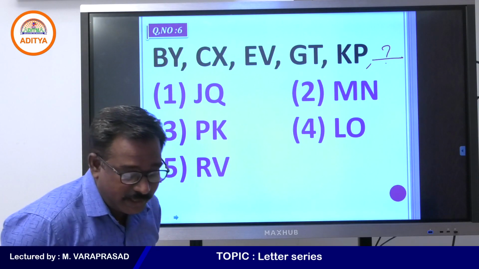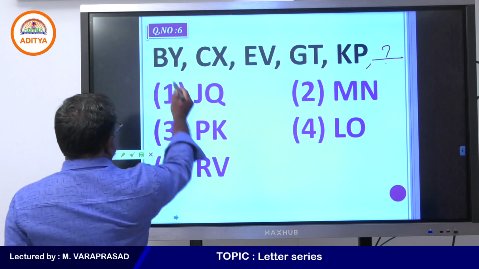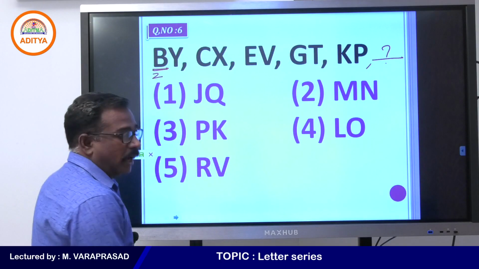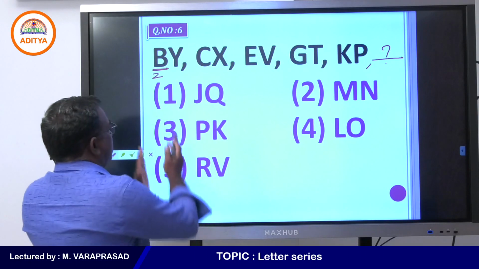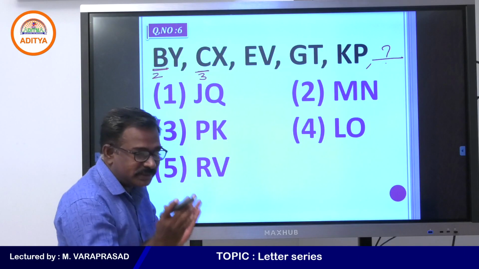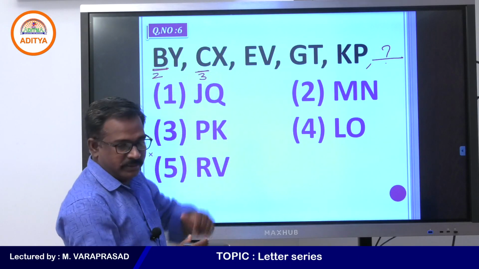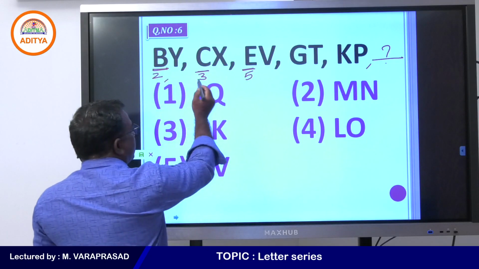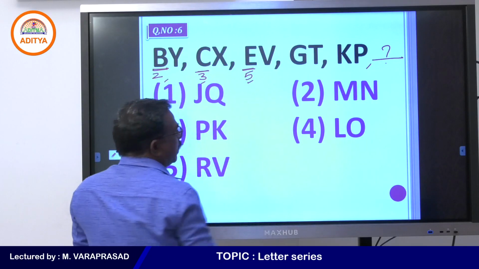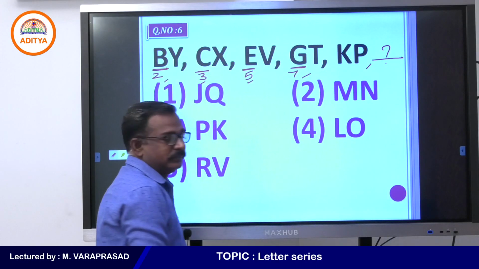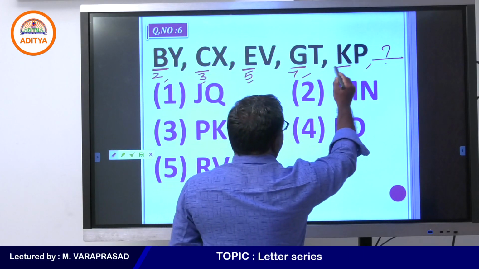Yes, let me know the answer here. What will you get? So this is 2. I am taking the first letters in every pair. This one is 2 and this one is 3. This is 5. So 2 is a prime number, 3 is a prime number, 5 is a prime number, 7 is a prime number and 11 is also a prime number.